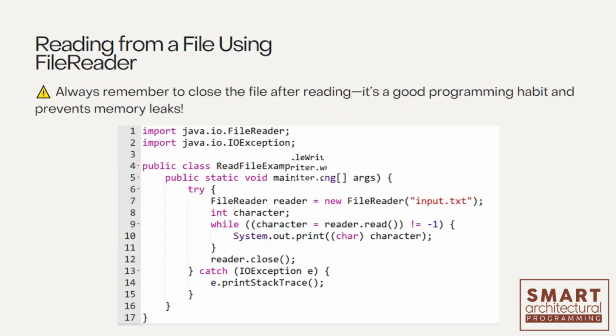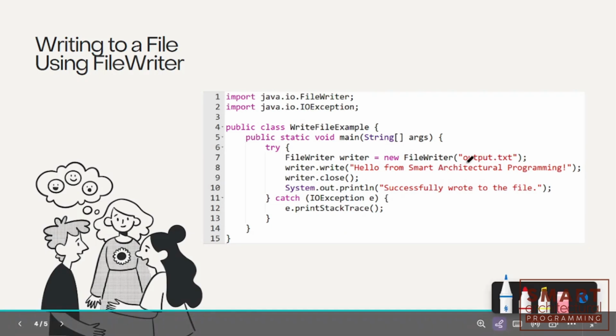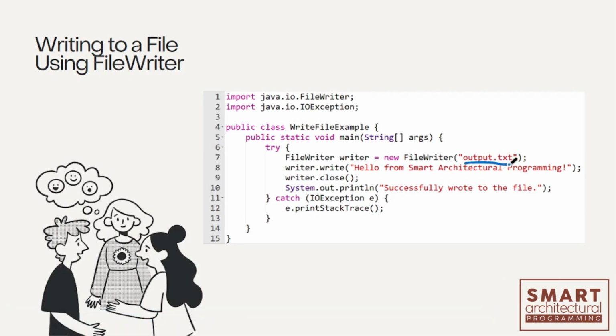Then we need to understand how you write a file using FileWriter in Java. So you look at this code. We're using FileWriter to write to a file, and you'll notice that this code creates or overwrites a file named output.txt that you'll find right here, and writes a string into it and then closes the file. So FileWriter writes a string using writer.write, hello from Smart Architectural Programming, right here. And once it does that, it calls writer.close to close the file, and again to prevent memory leaks.